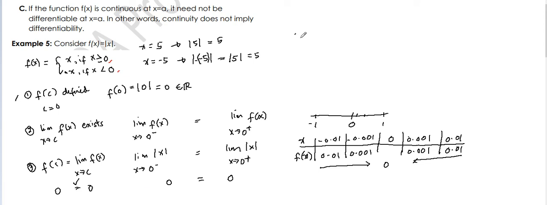That's why we could say that, therefore, the function f of x equals the absolute value of x is continuous at x equals 0. Ngayon tignan natin kung differentiable ba yung ating function.